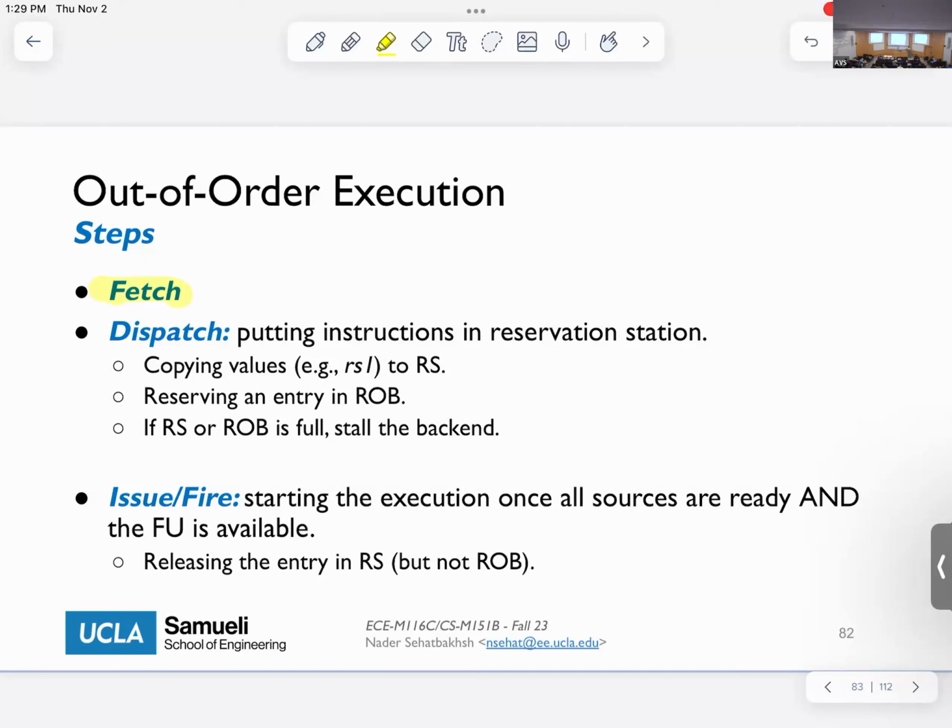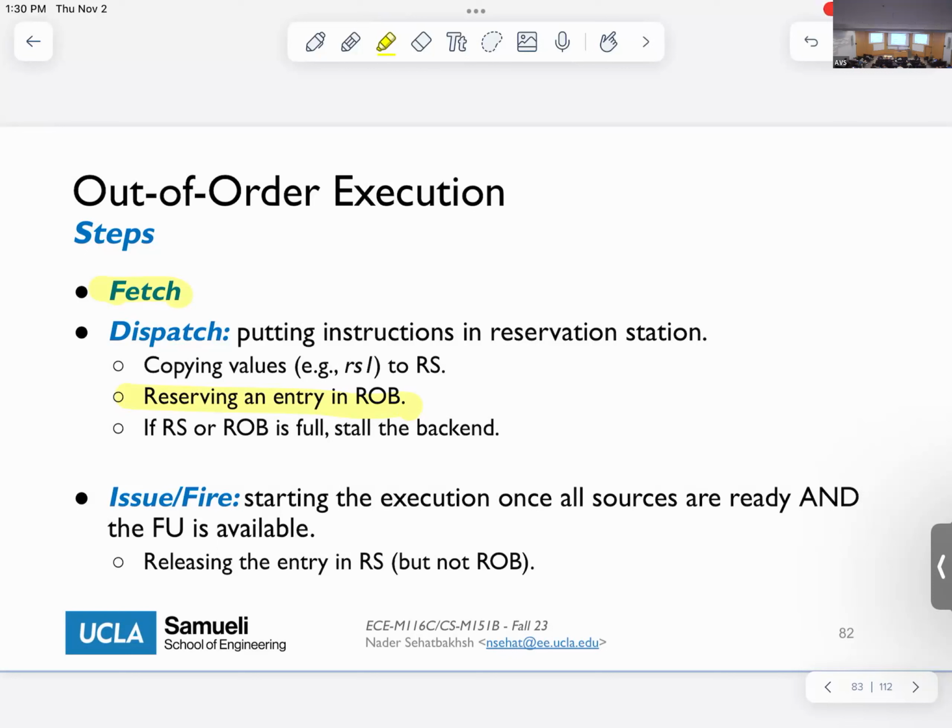An important thing you do while putting it into the reservation station is that you also reserve an entry in your ROB, okay? And as I said, if either your RS or ROB is full, you stall the processor at that point, which means you let the execution go, but you don't fetch any new instructions, okay? So this is what we call dispatch, which is a combination of renaming and putting the instruction into the reservation station.